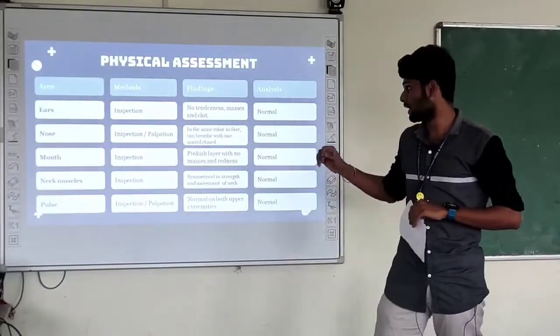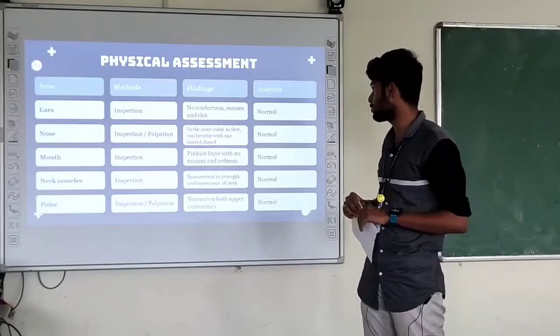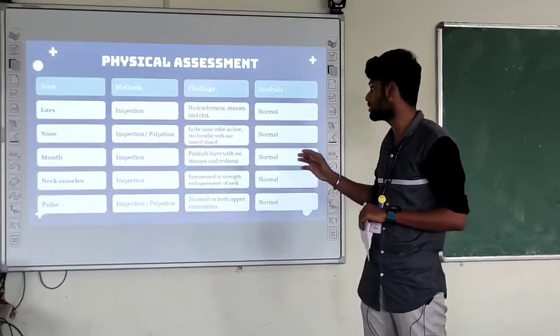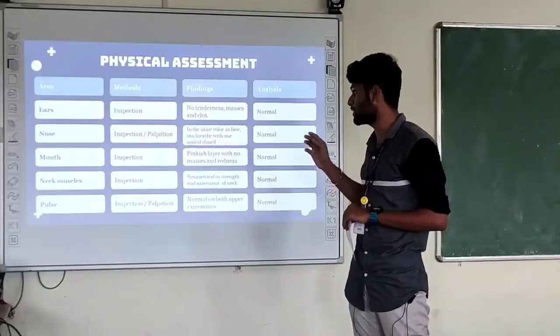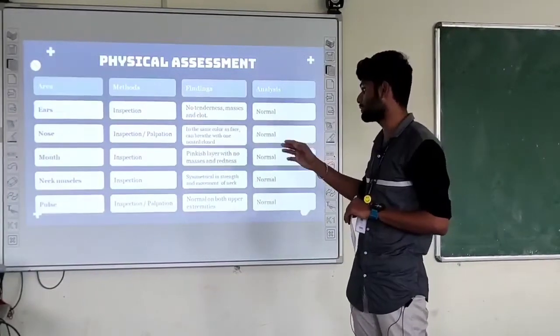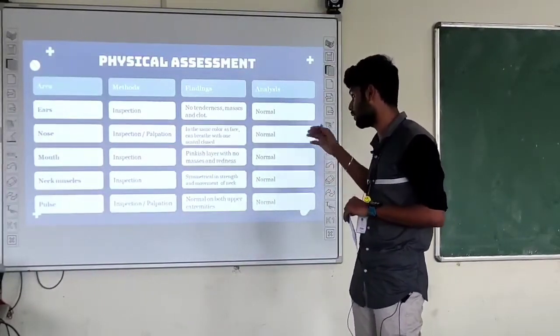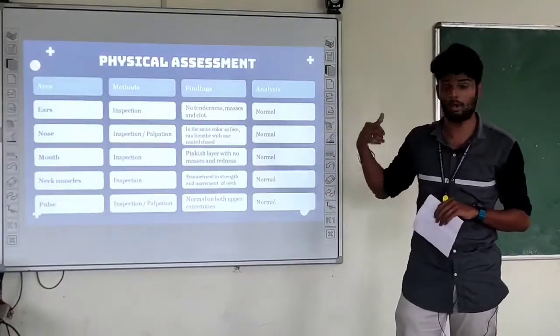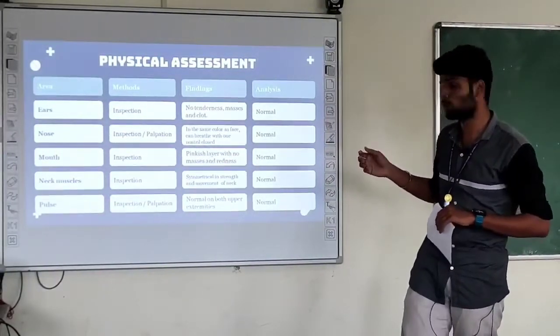Ears: there was no tenderness, masses or clots, considered normal. The nose is the same color as the face, and one nostril was closed, so again a normal condition. Mouth, neck, muscles and pulses have all been considered normal, and the pulse rate is normal on both extremities.